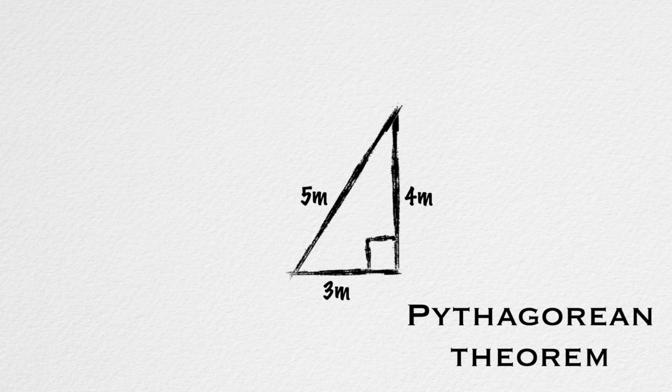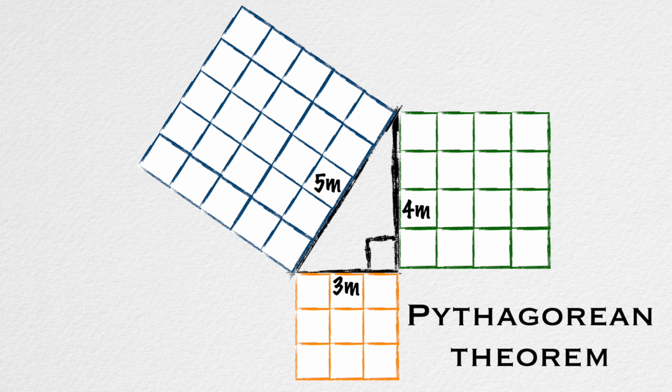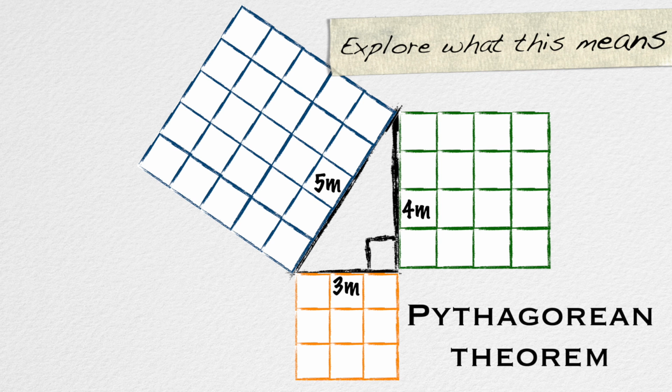Next, let's draw 3 squares. The Pythagorean theorem says that the area of the square, whose side is the hypotenuse, is equal to the sum of the area of the other 2 squares. How about we explore what this means?